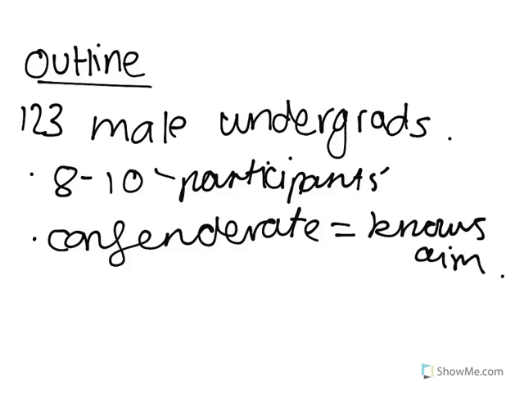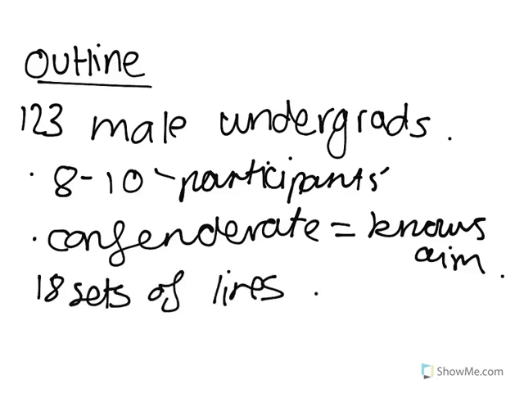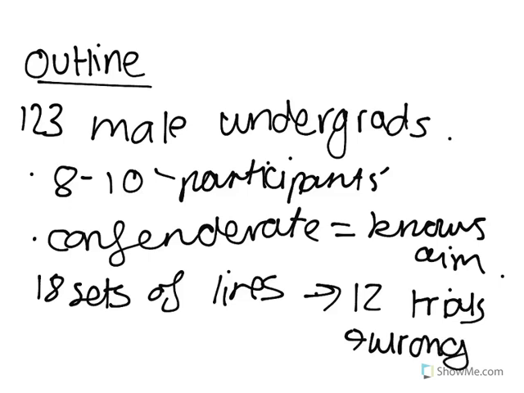And each participant was shown 18 sets of lines in total. On 12 of these trials, the Confederates all gave the wrong answer. So they'd started off giving the right answer, but on 12 of them they gave the wrong answer, and these are known as critical trials.